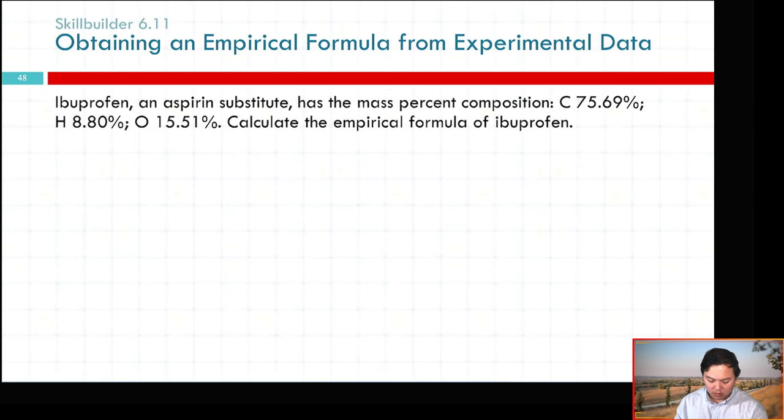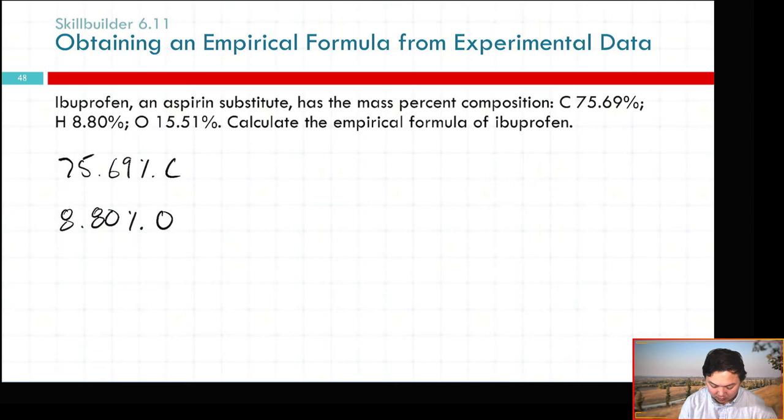So we can do this again, but now we're given percent composition. So we have percent mass. So we have 75.69% carbon, 8.80% hydrogen, and we have 15.51% oxygen. So now we've kind of added an extra step here, right? Because we have percentages, but we need mass.